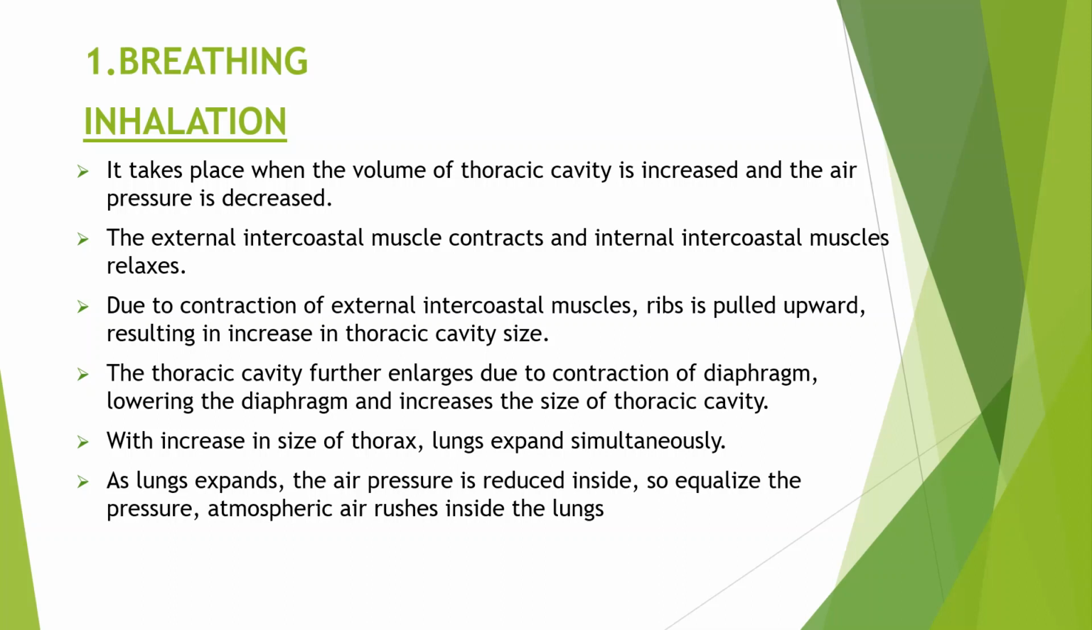Due to the contraction of the external intercostal muscles, the ribs are pulled outward, resulting in an increase in the thoracic cavity size. The increase in thoracic cavity size decreases the pressure inside the lungs. The thoracic cavity further enlarges due to the contraction of the diaphragm, lowering the diaphragm and increasing the size of the thoracic cavity. With the increase in the size of the thoracic cavity, the lungs expand simultaneously. As the lungs expand, the air pressure is reduced inside the lungs. So to equalize the pressure, the atmospheric air gets into the lungs.